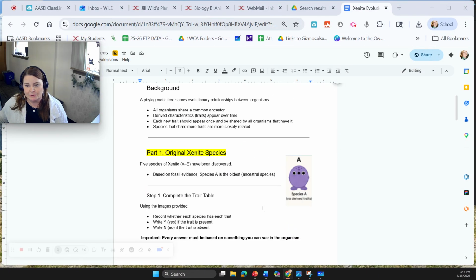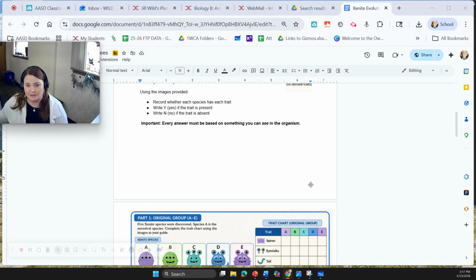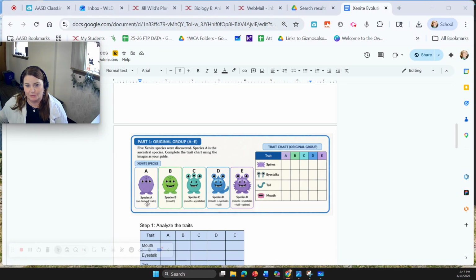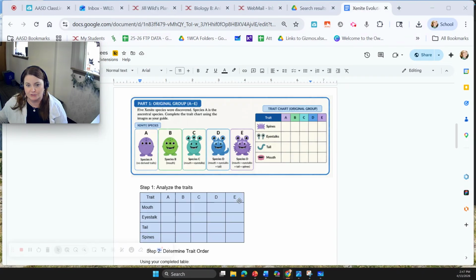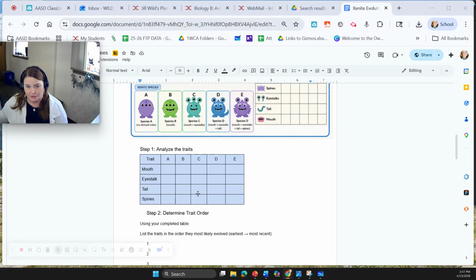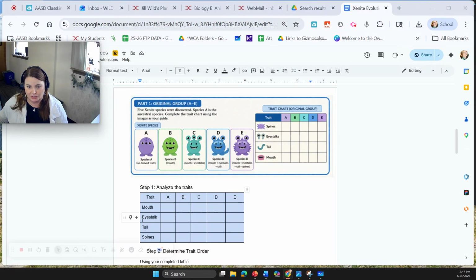So the original, or species A, has no derived characters. This fossil looks like this, okay? And then you're going to be determining the order that each of these species came into being, like where did we see each one evolve? We have species A, species B, species C, species D, and species E. So the first thing you're going to do, which is going to be done on this chart here, is determine which characteristics they share.